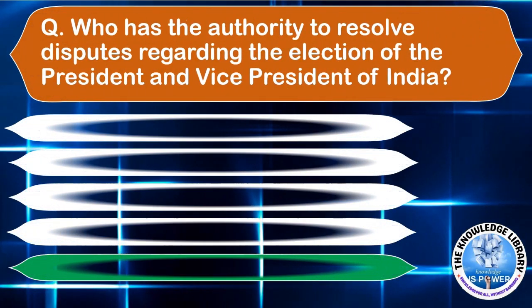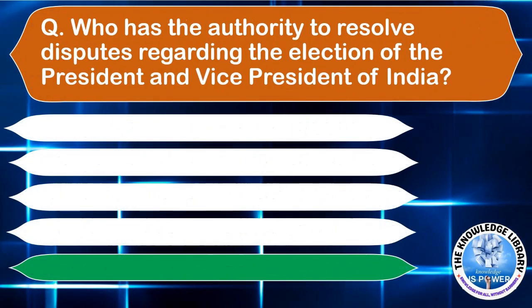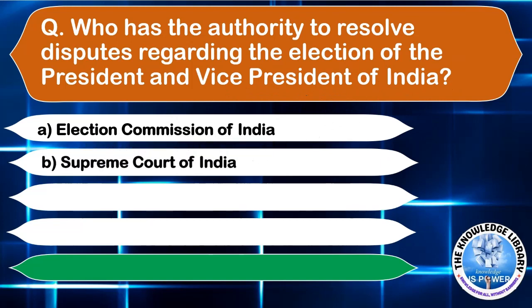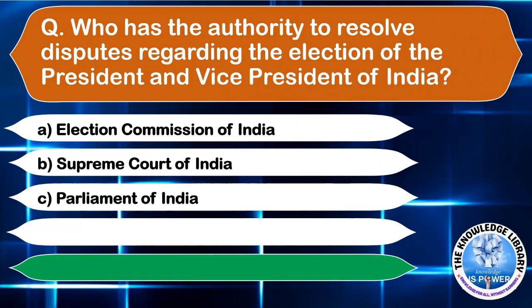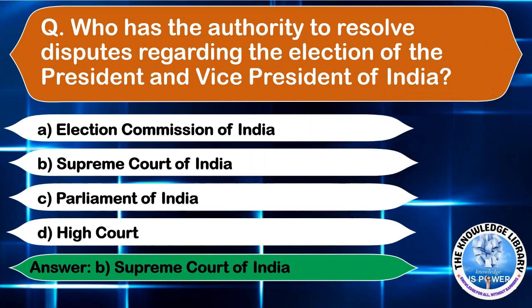Who has the authority to resolve disputes regarding the election of the President and Vice President of India? Option A Election Commission of India. Option B Supreme Court of India. Option C Parliament of India. Or option D High Court. The correct answer is option B Supreme Court of India. Moving to the next question.